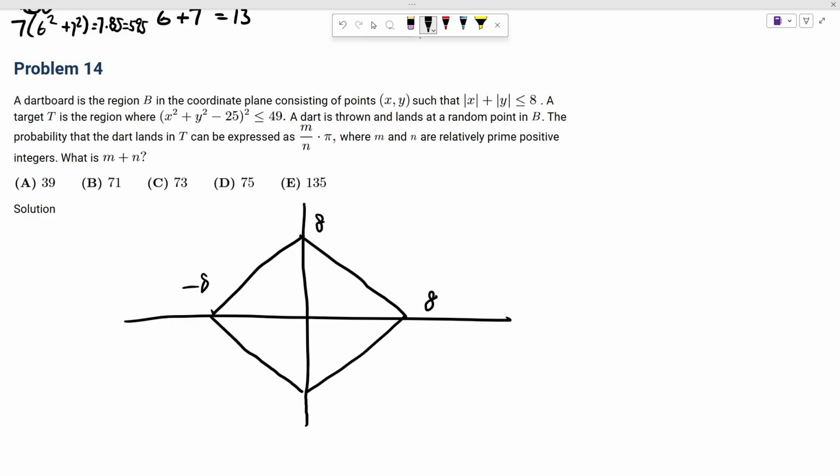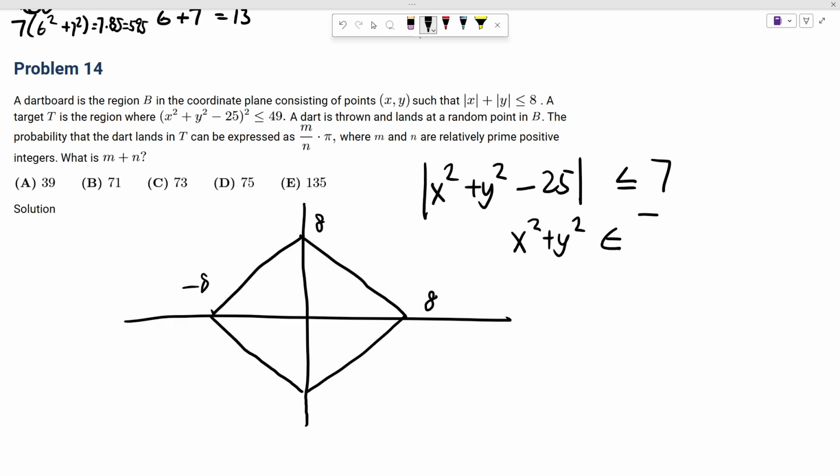A target T is the region where the absolute value of x squared plus y squared minus 25 is less than or equal to 7. So what this means is that x squared plus y squared has to be within 7 of 25. Okay, let me rephrase this. The absolute value of x squared plus y squared minus 25 has to be less than or equal to 7. So that means that x squared plus y squared has to be within 25 minus 7, which is 18, to 25 plus 7, which is 32. We have to be between 18 and 32 for this to be true.